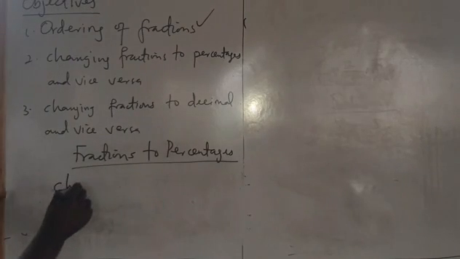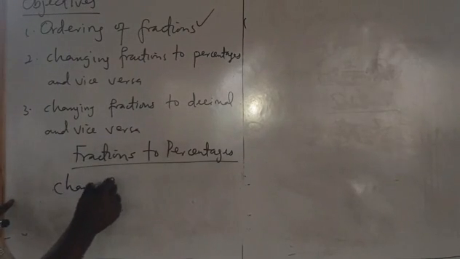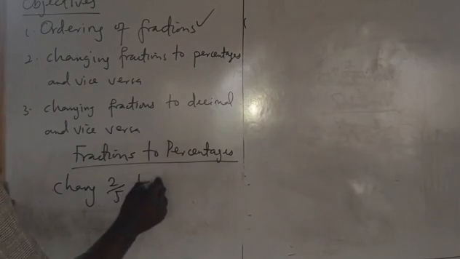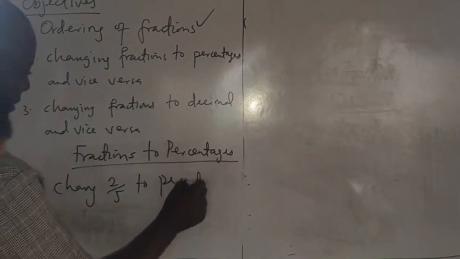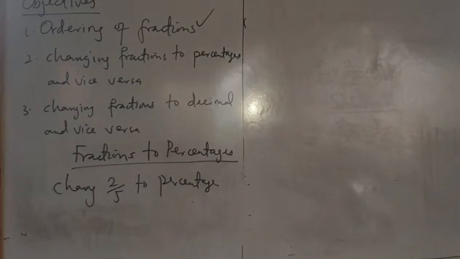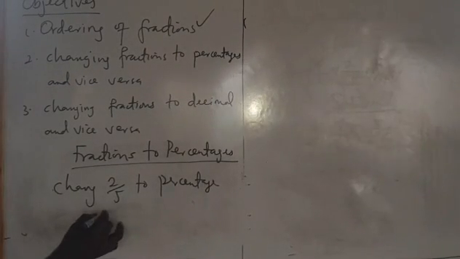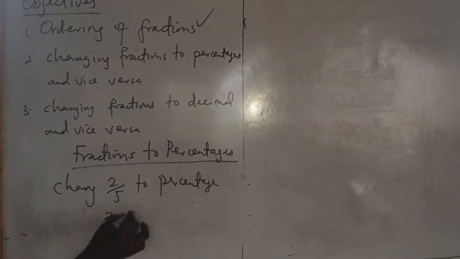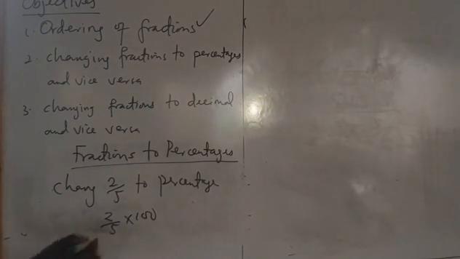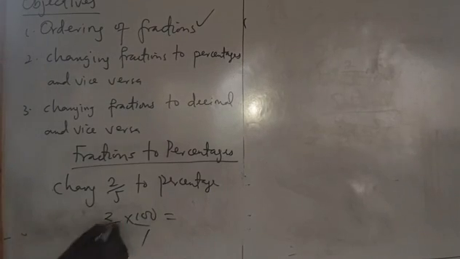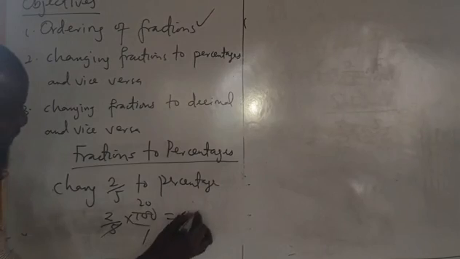Say for instance, change 2 over 5 to a percentage. That means you have to multiply 2 over 5 by 100. That's all. Then you find this over 1, 5 here 1, 5 here was 20. 2 times that is 40%.